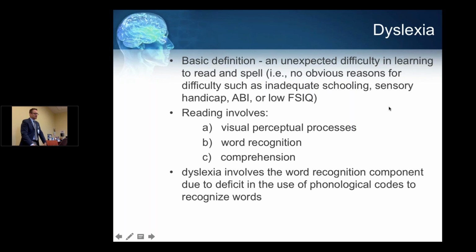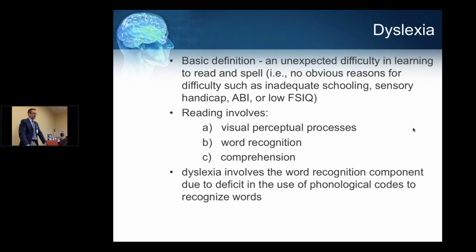Going on to dyslexia. So dyslexia is unexpected difficulty in learning to read and spell, okay? And again, this is not due to inadequate schooling or sensory handicap or just an overall low intelligence. That's what FSIQ is, full-scale IQ. It's not that overall they're not that bright. There's a very specific problem with how the brain understands language.